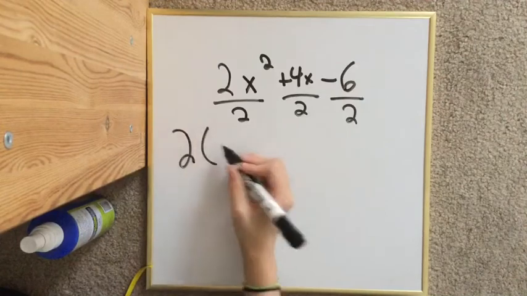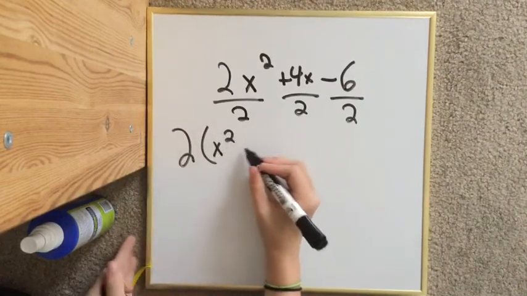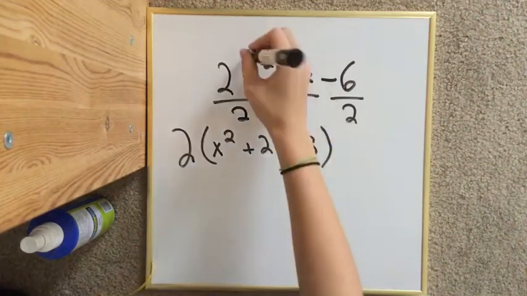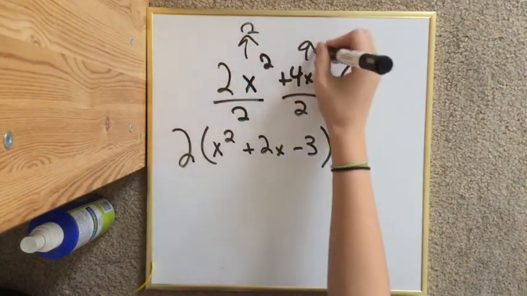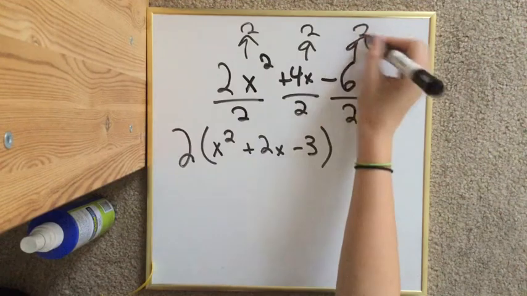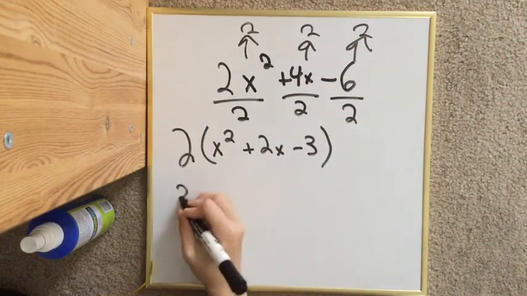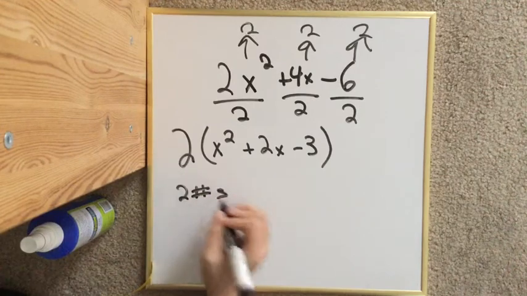So we have to have the 2 over here, so 2 times, then we just divide everything by 2. 2x squared over 2 is x squared. 4x over 2 is 2x. -6 over 2 is -3. So we're just dividing everything by 2. Okay? So now we just have 2 times and then a regular factoring problem.